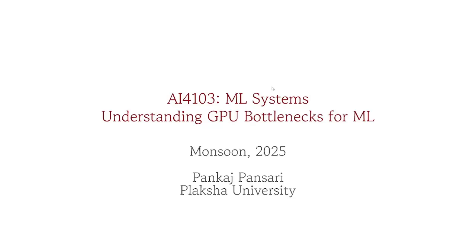The topic of discussion today is understanding GPU bottlenecks for machine learning. And today we are going to discuss the sources of inefficiency that arise when using the GPU for machine learning applications. For this, we'll have to take a look at the architecture of the GPU and how it differs from the CPU. We'll also discuss the abstractions and concepts needed to reason about GPU efficiency.